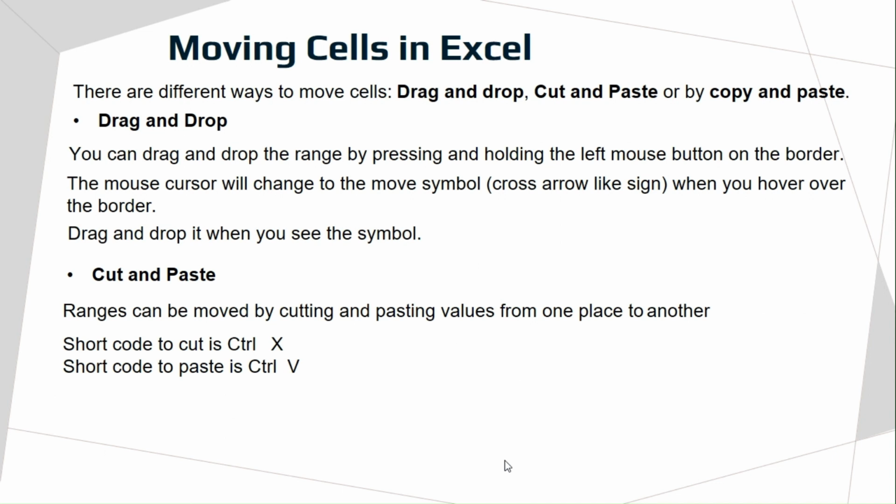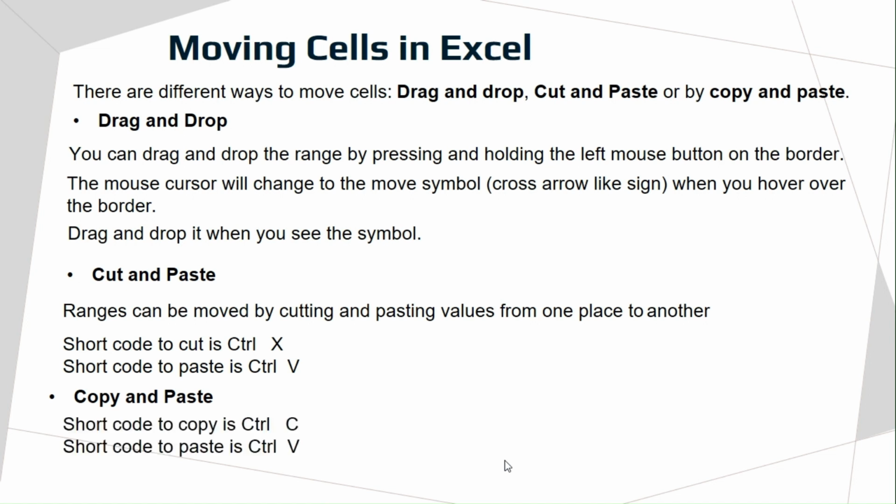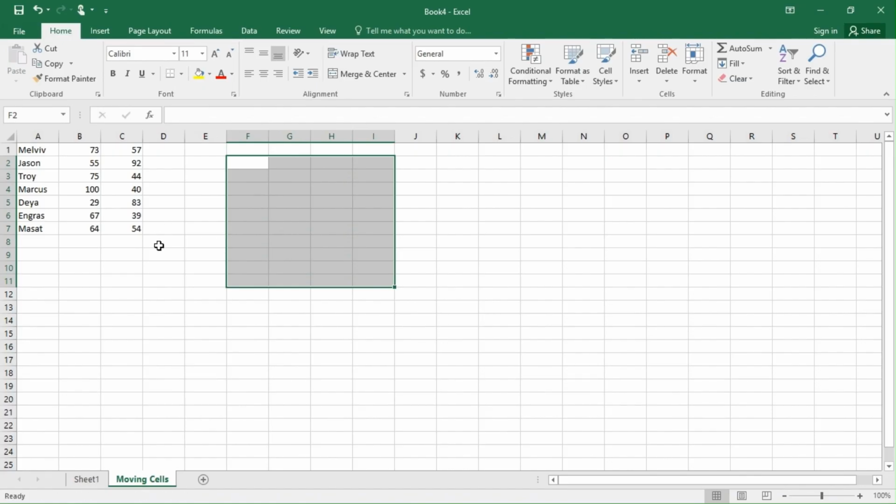Let's look at the other method to move cells using copy and paste. The shortcut to copy is Ctrl+C, and the shortcut to paste is Ctrl+V. You can also move cells by copying and pasting. We'll look at the difference between cut and paste and copy and paste. Using the same data, let's try to copy and paste this from columns ABC to FGH.